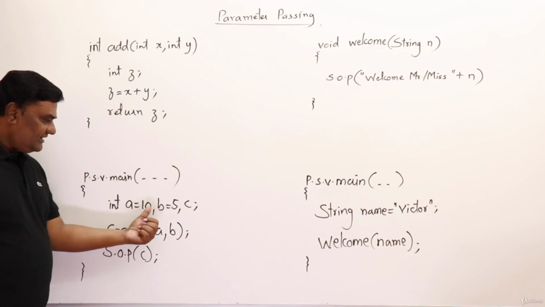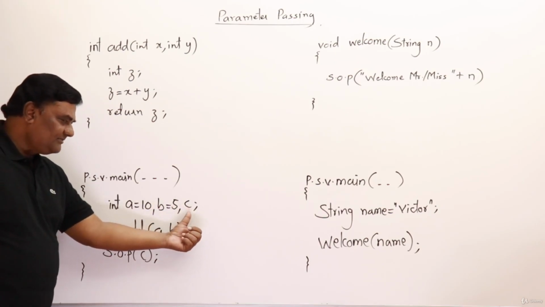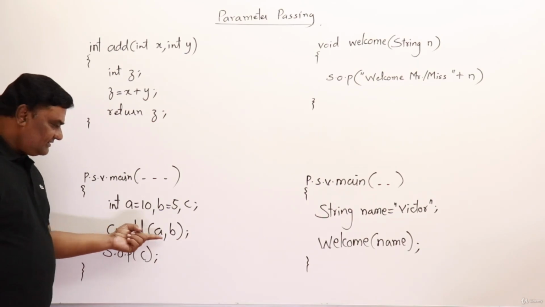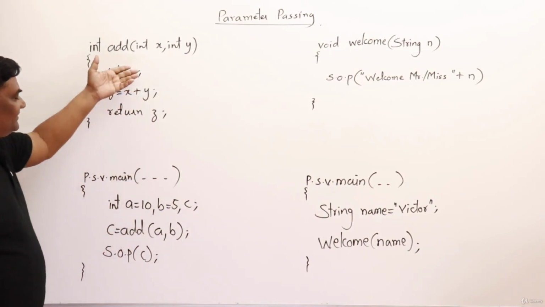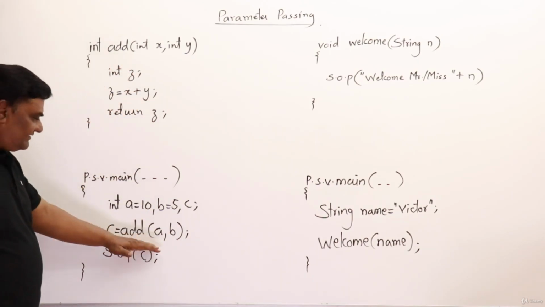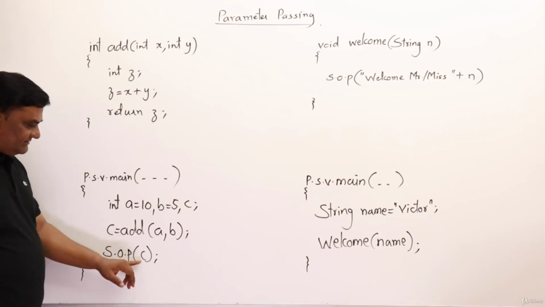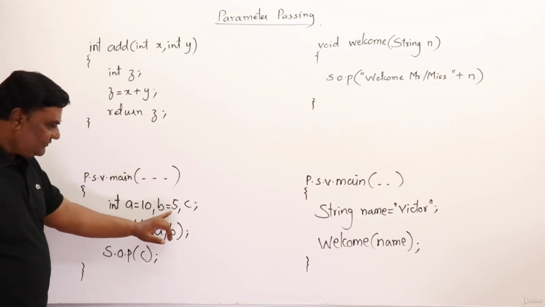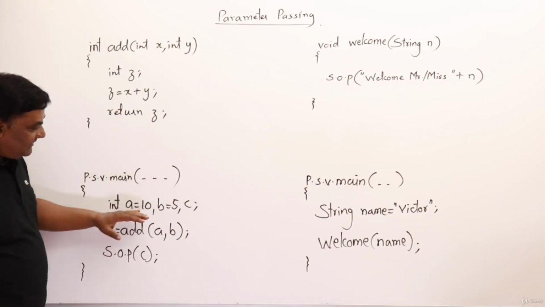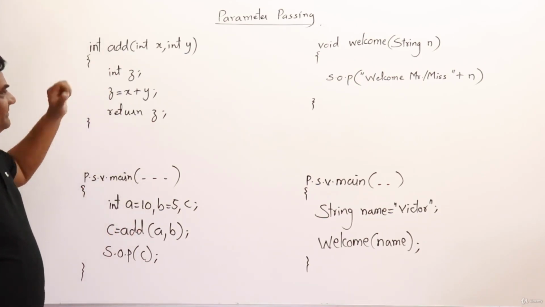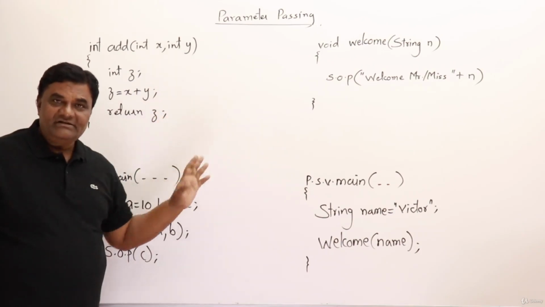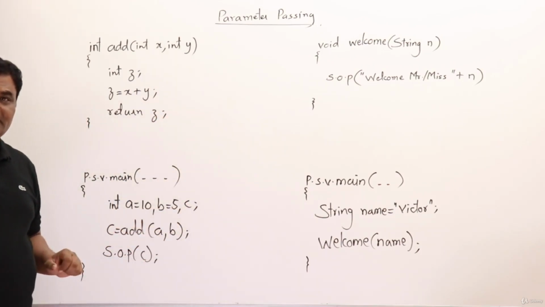The main method has two variables and one more variable C. The two variables have values, and it will call the add method by sending these two values. It will add them and return the result. The result is taken in C and displayed. So here the main method has two values and itself it is not adding, it is taking the help of this add method. Add is a separate method and main is a separate method.